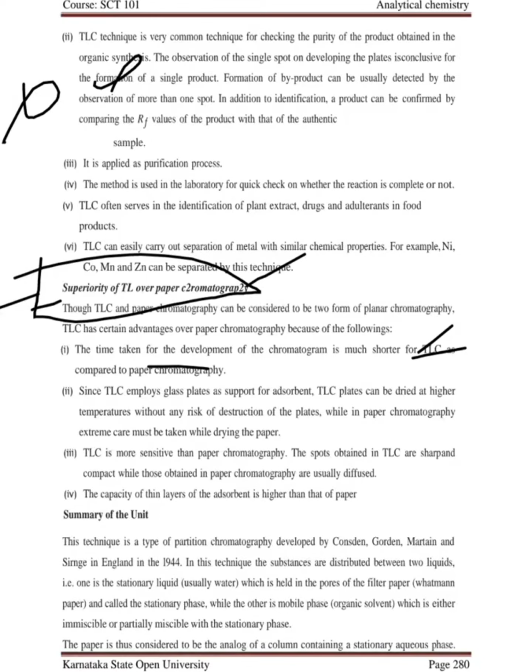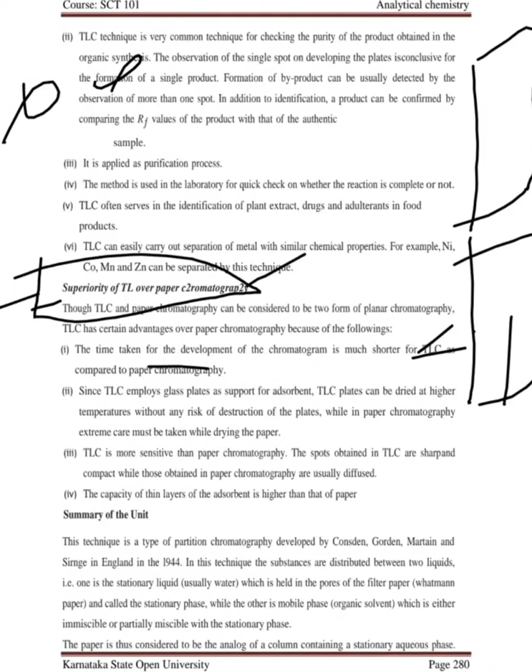Why? In TLC, we use glass as the material. In paper chromatography, we spot on filter paper. Filter paper cannot be kept in an oven at high temperature because it starts burning. If you keep glass up to 120 degrees, nothing will happen.